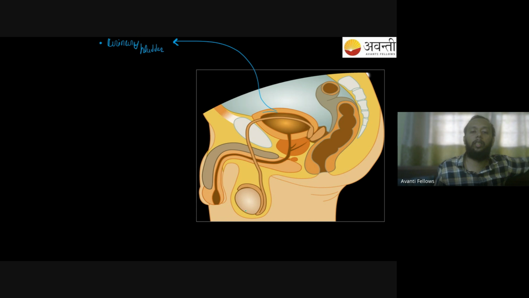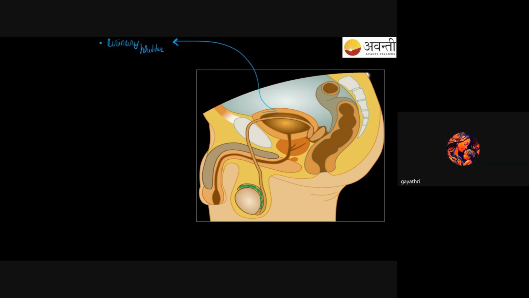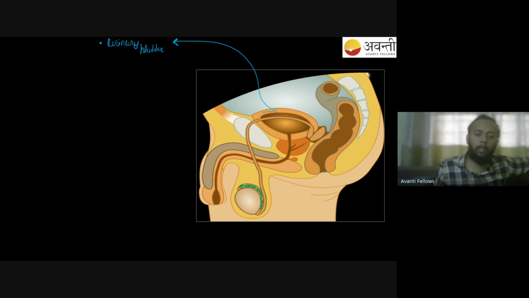Then Gayatri, you tell us, above the testes you have this coiled structure you can see. This coiled structure above the testes is going to be called what? Sir, epidermis. Right, this is going to be called my epididymis. True. Then the penis can be very clearly seen over here.